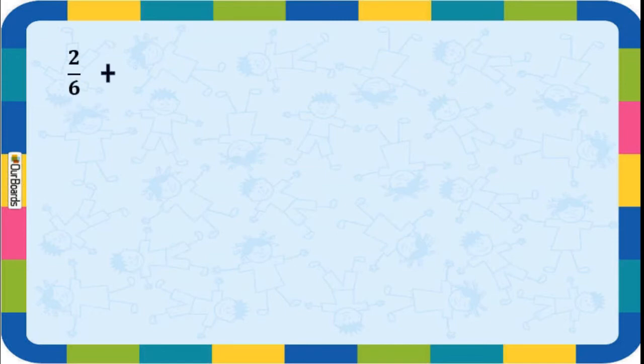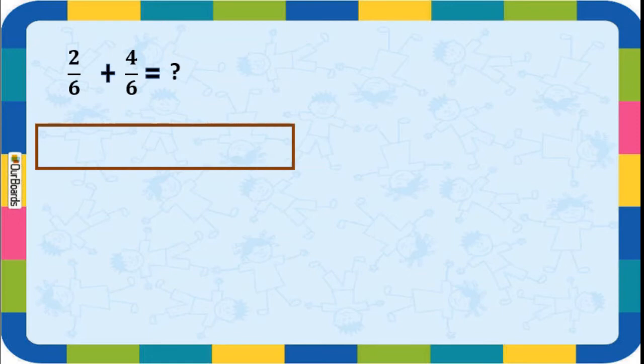Now one more. 2 upon 6 plus 4 upon 6 is equal to how much? Again here we are going to draw a rectangle. We are going to make 6 equal parts. First we will color 2 parts, and then we will color 4 parts. See, dear students, here only we got the answer, that all the parts are colored. This is 2 upon 6 and this is 4 upon 6.